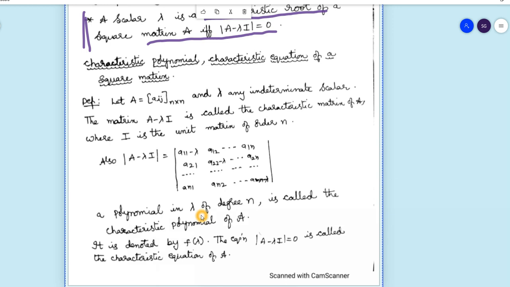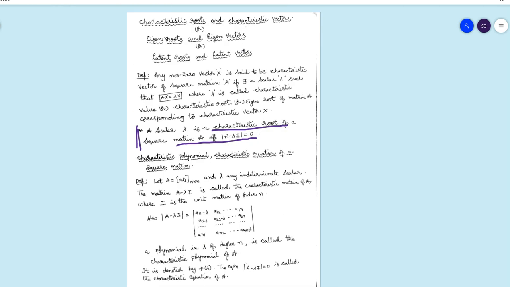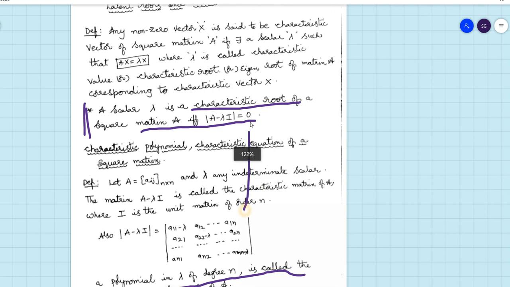This is a polynomial. So this is the determinant form now. If we expand the determinant, then the result gives a polynomial in lambda of degree n. It is called the characteristic polynomial of A and is denoted by f of lambda. The equation det of (A minus lambda I) equal to 0 is called the characteristic equation of A, where lambda is the characteristic root. So this is the definition of a characteristic root and a characteristic vector.